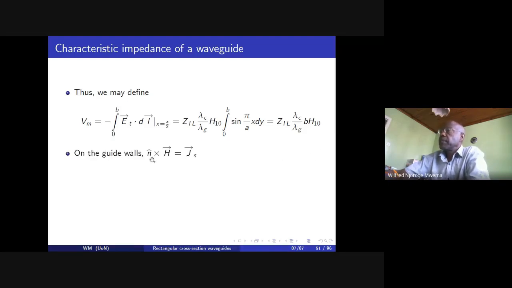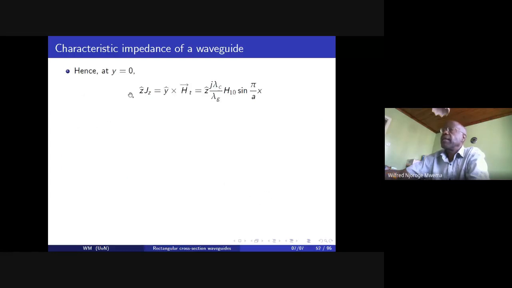On the guide walls, we have that n cross H is equal to the surface current density, and therefore in the axial direction, that is the z direction, we can write that z cap of Jz is given by n cap cross Ht, the transverse magnetic field. And therefore at y equal to 0, we can get the value of the surface current density in the z direction, and we get a value of lambda_c by lambda_g H10 sine of pi by a x.